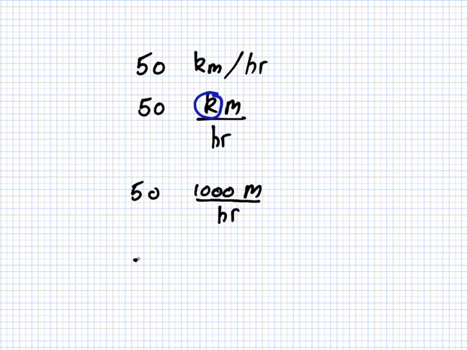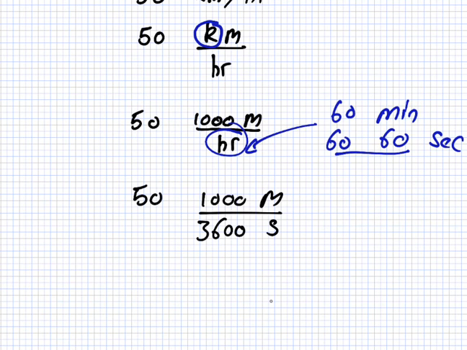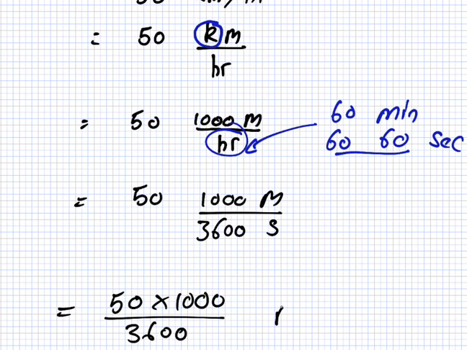Now, the hour. What can we do about it? It's 60 minutes, and then a minute is 60 seconds. So in total, it's 3,600 seconds. So the answer would be 50 times 1,000 over 3,600 meters per second. Now, I'll do it the right way.